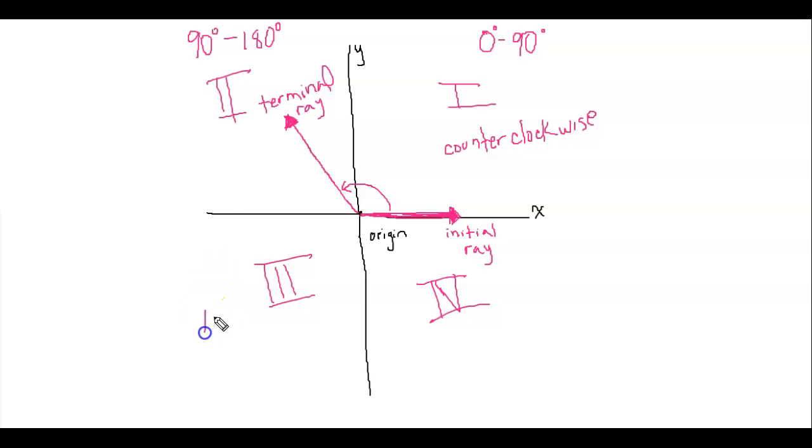From 180 degrees to 270 degrees is in that third quadrant. And then between 270 degrees and 360 degrees is in the fourth quadrant. Now, this is important because we want to realize that giving us an angle tells us where we kind of land on the coordinate plane.